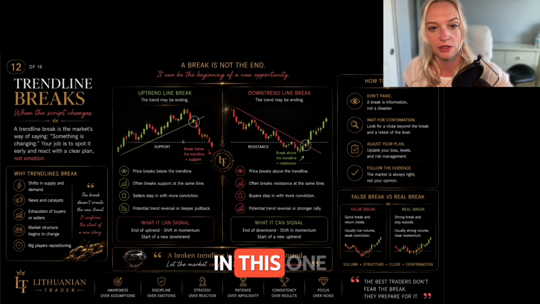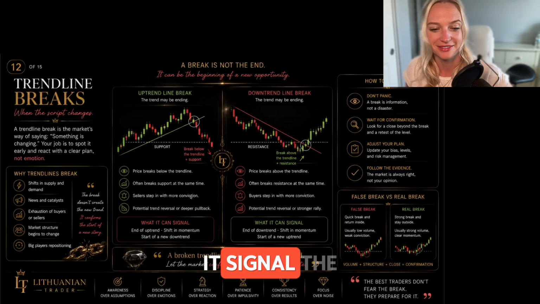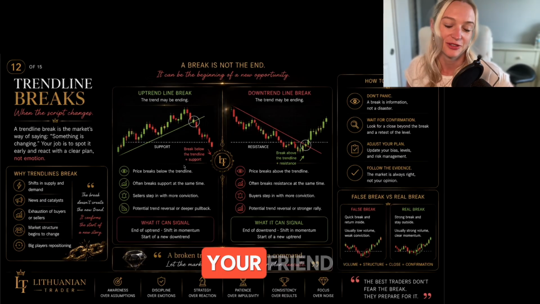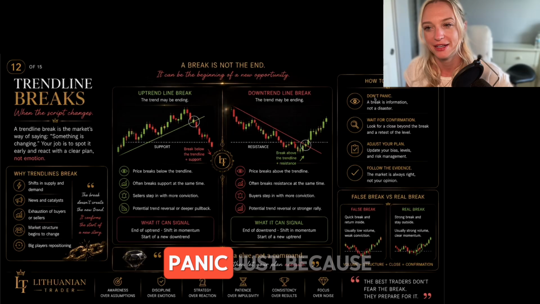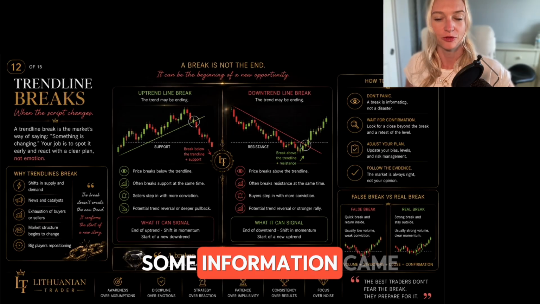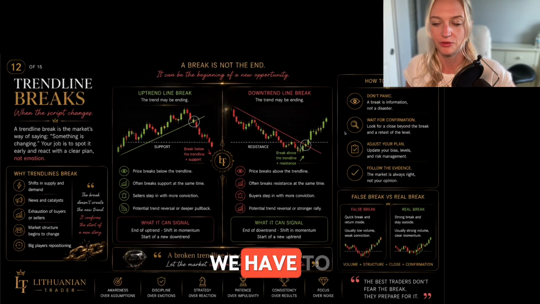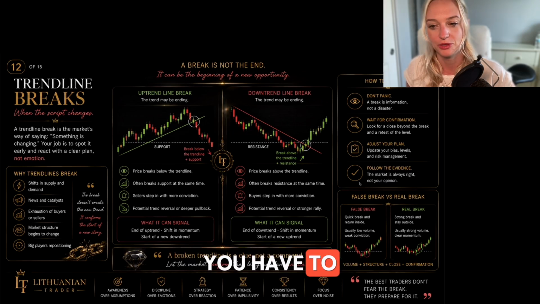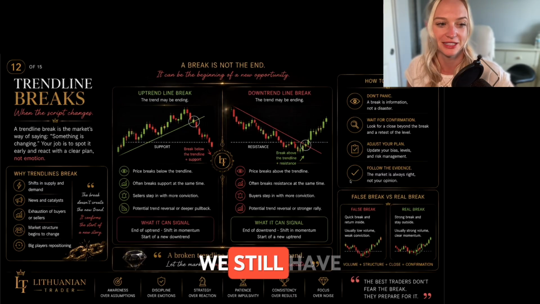Sellers step in at this one, and then the buyers step in at this one. So what can it signal? The end of the trend. Trends do end. They are your friend, but they will end. You don't panic just because some information came out. We have to wait for the confirmations. You adjust your plan, you pivot. You have to keep on pivoting in the market. You think you've got it all figured out, we still have to pivot.